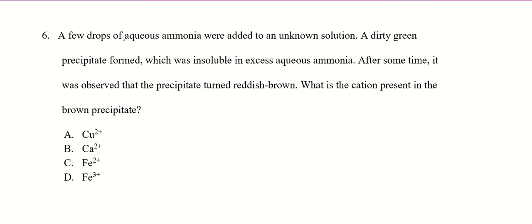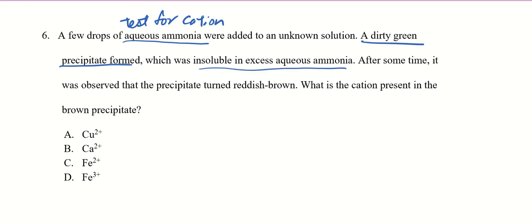Now when we see aqueous ammonia, we usually know that this is a test for cation. Okay, and we would be looking for a precipitate. Now it says here a dirty green precipitate was formed, which is insoluble in excess aqueous ammonia. So we know that the ion present is Fe2 plus.